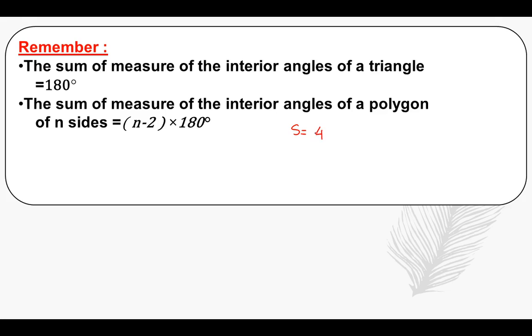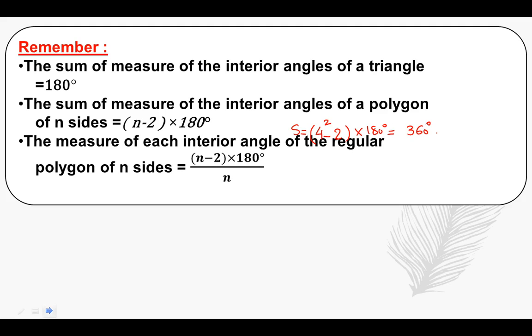Here we have a quadrilateral, 4 sides, so 4 minus 2 times 180. The result will be 4 minus 2, which equals 2, times 180, which equals 360 degrees. So the sum of the measures of the interior angles of a polygon of n sides equals n minus 2 times 180. And you have to remember that a pentagon has 5 sides, a hexagon has 6 sides, and an octagon has 8 sides.